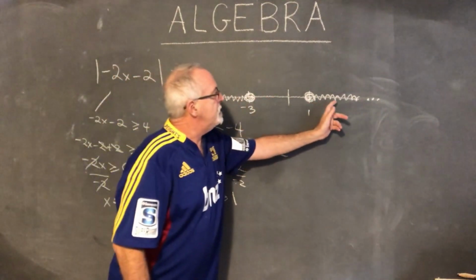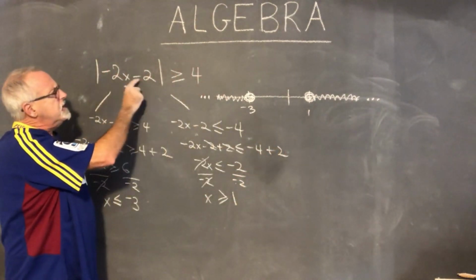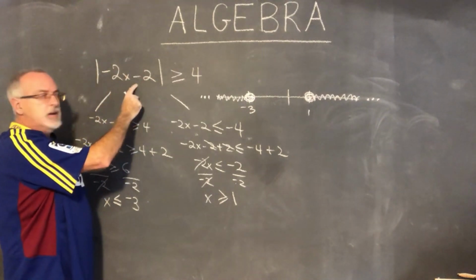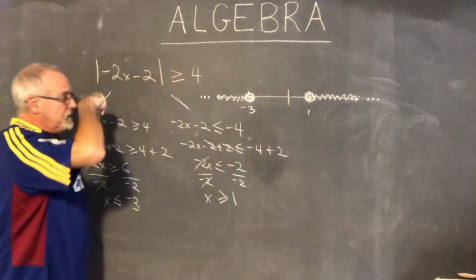How about positive 3? Negative 2 times positive 3 is negative 6. Negative 6 minus 2 is negative 8. The absolute value of negative 8 is equal to 8. 8 is greater than or equal to 4. That made sense. It worked. And it was shaded, so I'm happy.